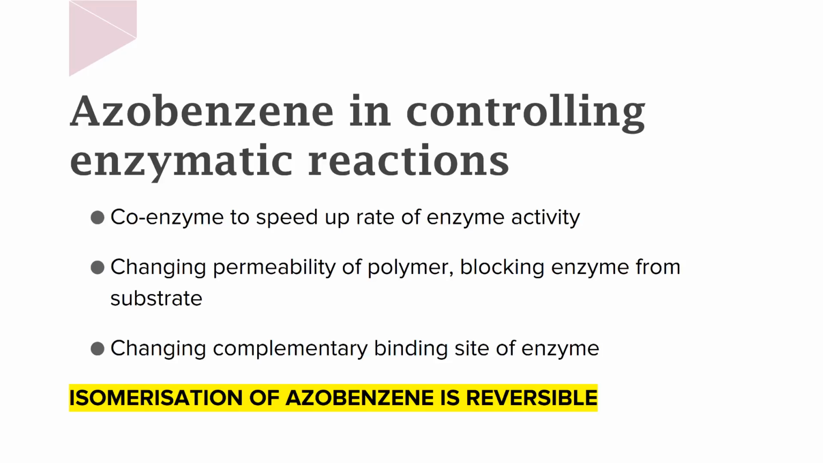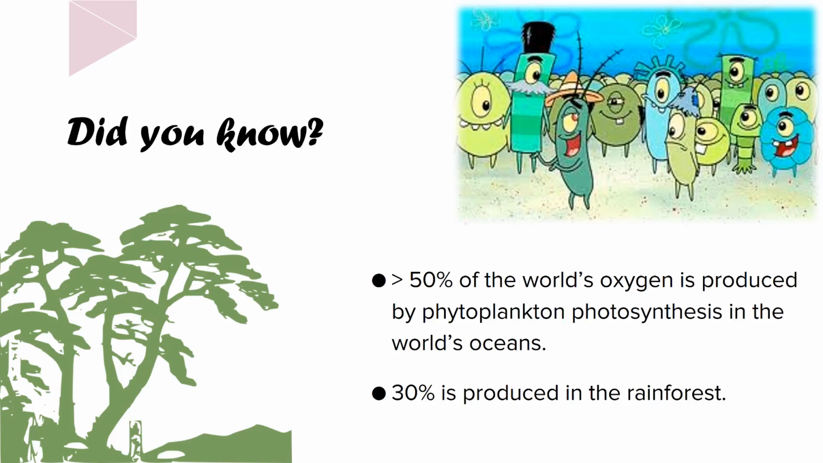Our next subtopic is light and enzyme activity. Before we begin, here's a fun fact on photosynthesis. Did you know that more than half of the world's oxygen is produced by phytoplankton photosynthesis in the world's oceans? And 30% of the world's oxygen is produced in our rainforests like the Congo and the Amazon.